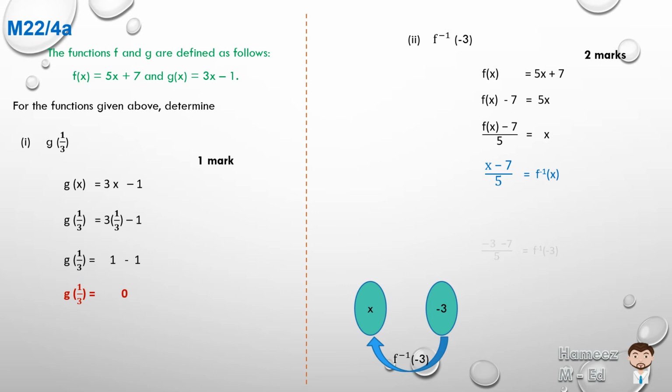So we can substitute. So it'll be minus 3 minus 7 all over 5. And minus 3 minus 7 is minus 10. 5 into minus 10 is minus 2. So f inverse of minus 3 is equal to minus 2.